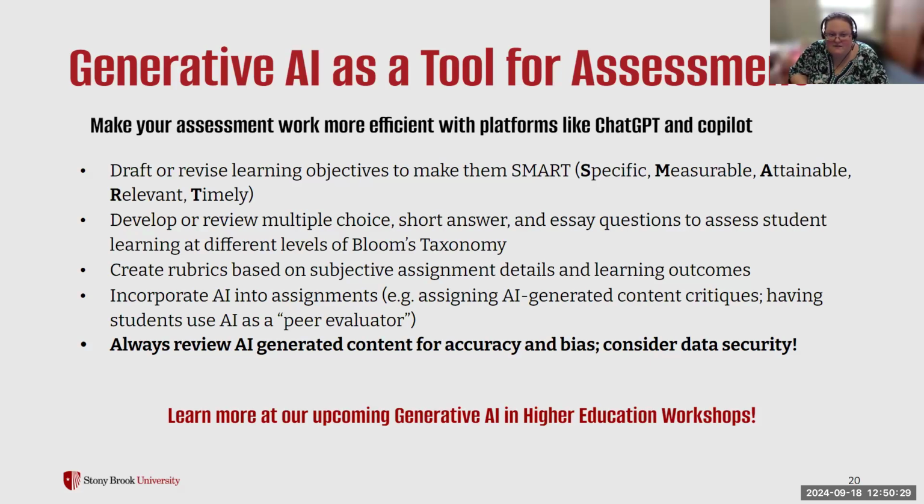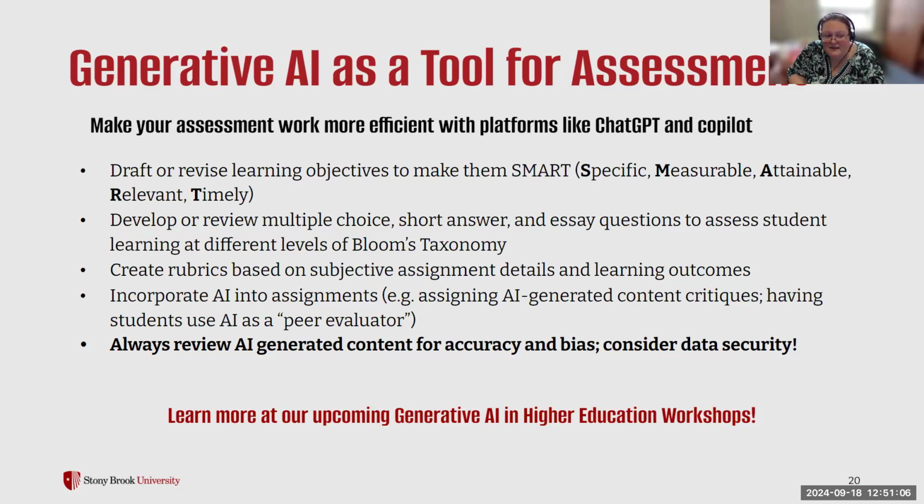If you have subjective assignments in your courses and you want to consider creating rubrics, again, it can give you a foundation upon which to start, and then you can polish it to make it really an effective tool for grading and assessment. Many platforms like Copilot will export a rubric that it created right to Excel for you, so you can make easy edits appropriately. And then you can also think about incorporating AI into assignments and other means of assessment.